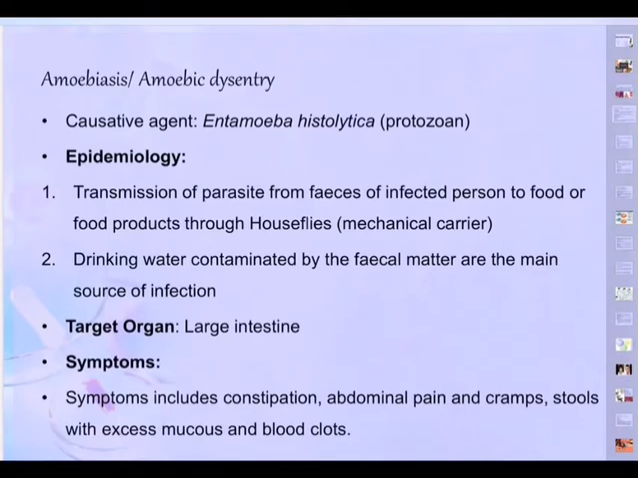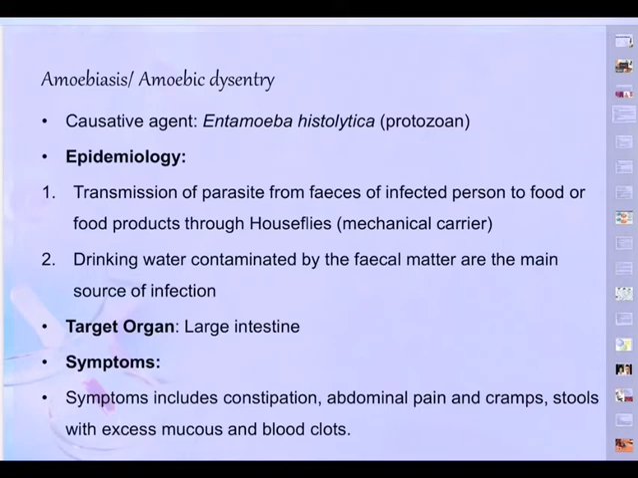Malaria is spread by a vector or carrier called the female Anopheles mosquito. Now, there are certain diseases that spread directly from the pathogen, and certain diseases that are caused by a pathogen but spread by a carrier or vector. So in this session we are going to talk about amoebiasis, commonly known as amoebic dysentery.